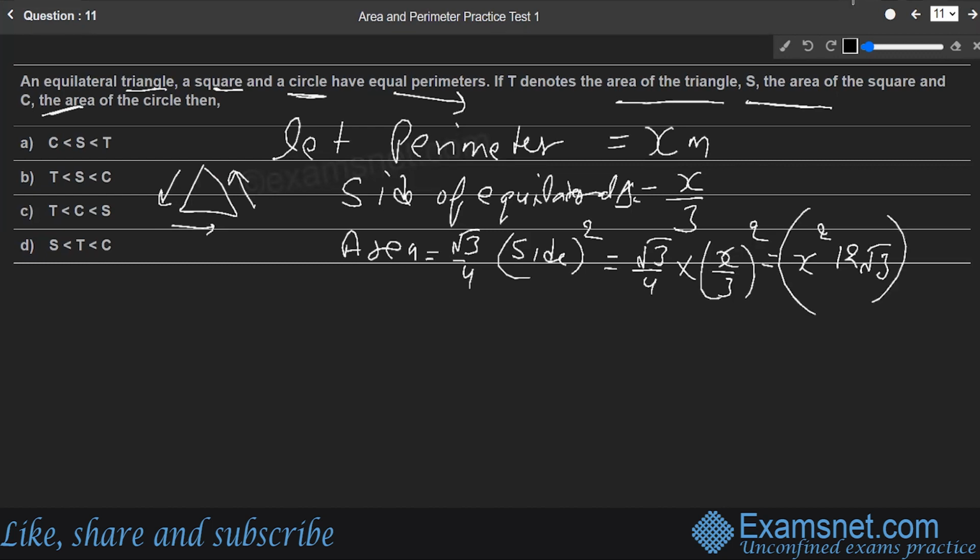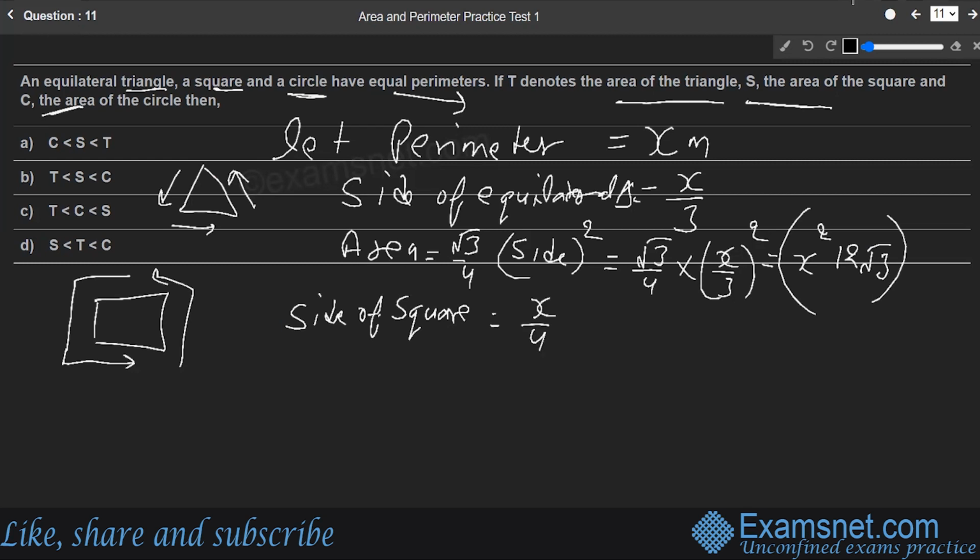Now let's come to the square. A square has all the sides equal. If the perimeter of the square is x, then the side of the square will be x by 4, because the total sum of all the sides is x and each side is equal. So each side is 1/4 of the total perimeter. Now we need to find the area. The area of the square is simply the side square, so it has to be x square by 16. That is the area of the square.